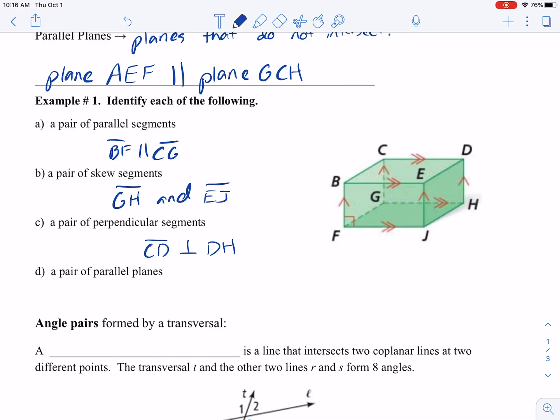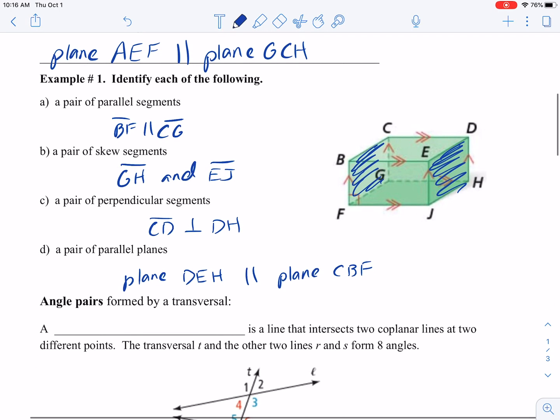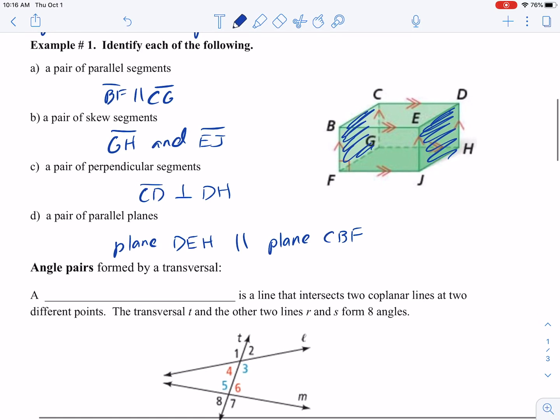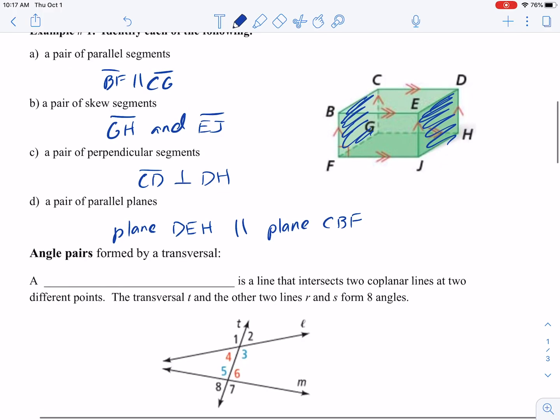And then finally, a pair of parallel planes. Maybe you wanted to do plane DEH is parallel to plane CBF. DEH would have been the right side, CBF would have been the left side of this rectangular prism. But there is more than one answer you could have there, so if you didn't have something that I had, just make sure when I highlighted those segments or planes on the figure that it looks similar to what you had.